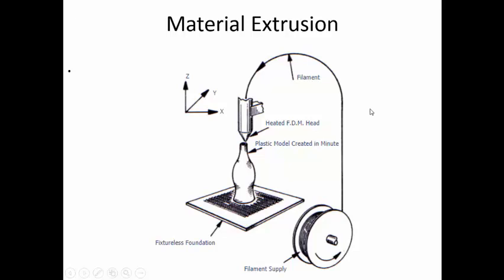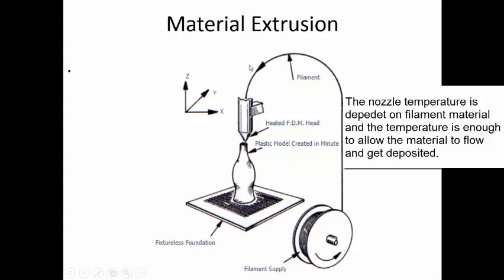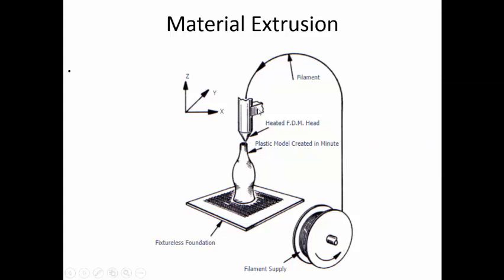The next method is the material extrusion process. In this case, the material is in the form of a filament. You have a filament supply that is entering into the heated nozzle. In the nozzle, melting takes place, and the material drops and falls onto the table. Then as the heated nozzle moves, the material will be deposited on top of the table.